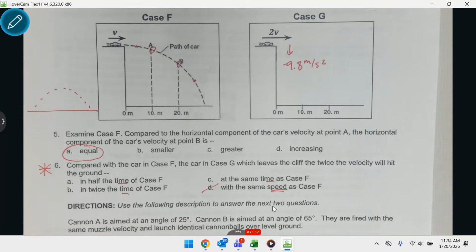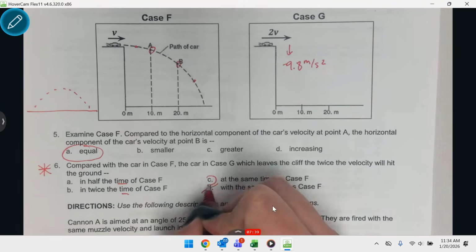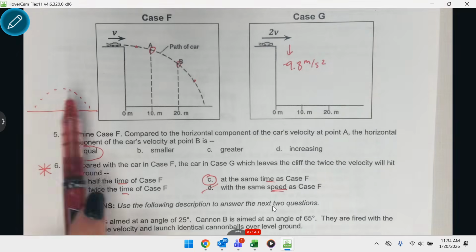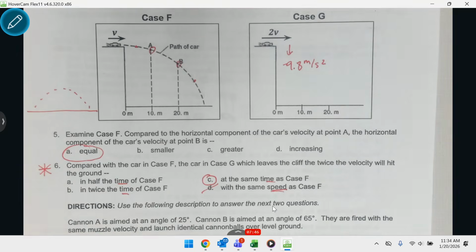What we want to pick here is that it will be the same amount of time to reach the ground, because again, both of them have the exact same vertical acceleration, and so both of them are going to reach the ground at the same time and with the same vertical velocity at impact. So your answer to number 6 is C.